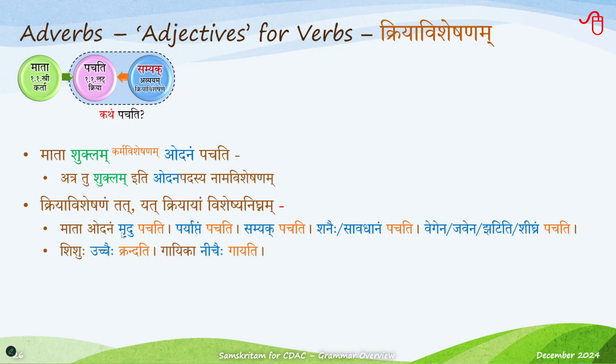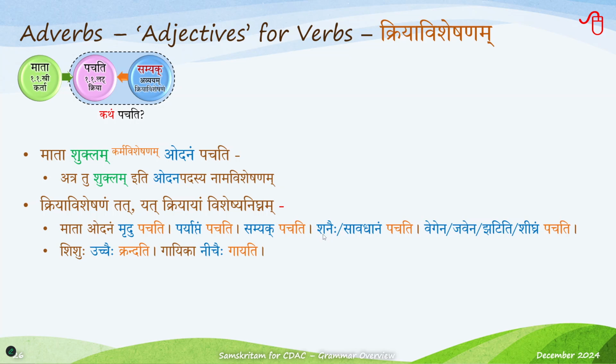So all these words, Mrudu, Paryaptam, Samyak, Shanaihi, Jhatiti or Shigram, all these are Kriya Visheshanas, which have their Visheshanatva snuck into the Pachana Kriya. Shishuhu Uchchaihi Krandati, loudly he cries. So this Uchchaihi is a Kriya Visheshana, and it's an avyaya. Most of them tend to be avyayas. Some of them are actually not avyayas, but most tend to be.